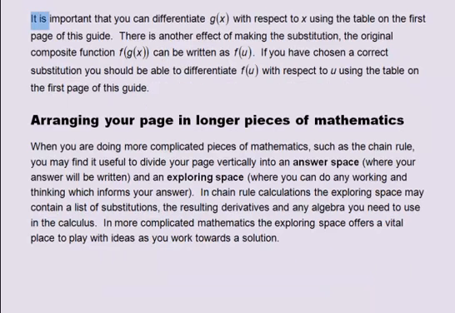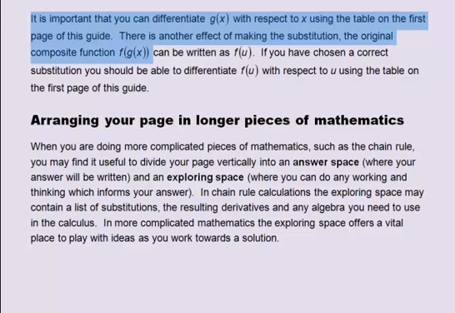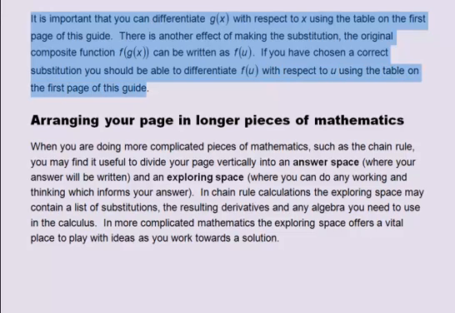It is important that you can differentiate g of x with respect to x using the table on the first page of this guide. There is another effect of making the substitution. The original composition f of g of x can be written as f of u. If you have chosen a correct substitution, you should be able to differentiate f of u with respect to u, using the table on the first page of this guide.